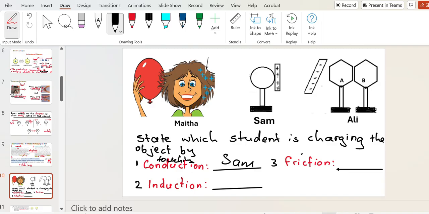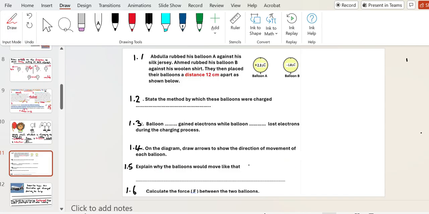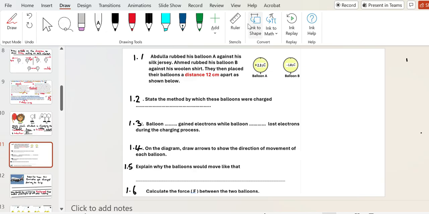Friction or rubbing. Who is rubbing one object against the other? It's Maitha. Okay? Induction means coming near, no touch. You can see here there is no touch. So this is who? Ali. Okay? Let's go to the next question.